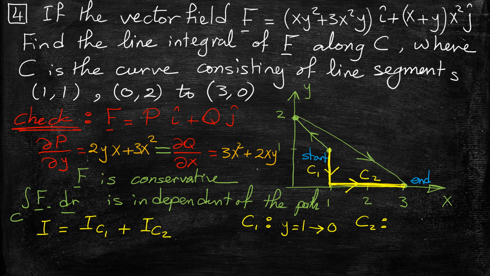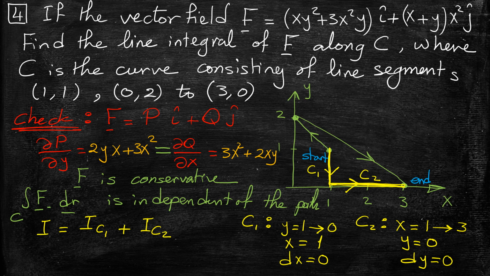And we have something very special: x is constant over the whole path, so x equal to 1. So it means there is no change along this path, so dx equal to 0. Regarding C2, it is the x-axis, so my x is changing from 1 to 3. And also here y is very special, it's equal to 0. So it means there is no change in y along this path.